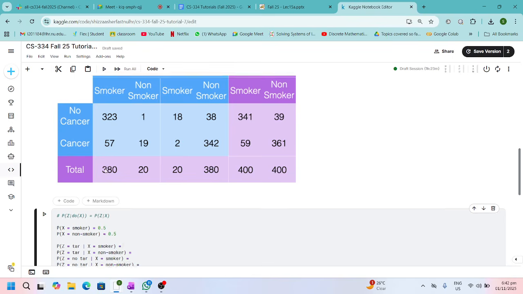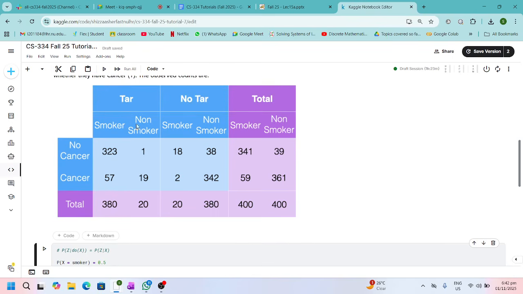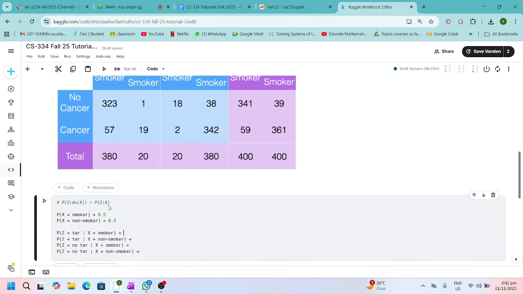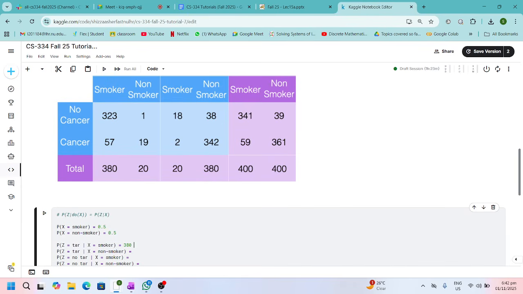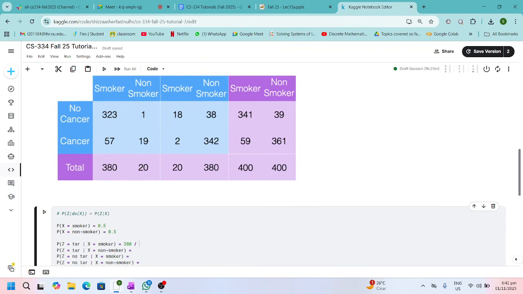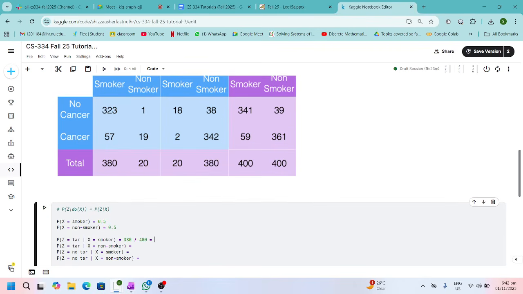I have 300, and yeah, this is the tar group I have. I have 400 people in total in my tar group, and 380 people in my tar group were smokers. So this is fairly simple. 380 people who were smokers and 400 people, which is 380 plus 20 total, were in the tar group. What does this give me? This gives me 0.95.